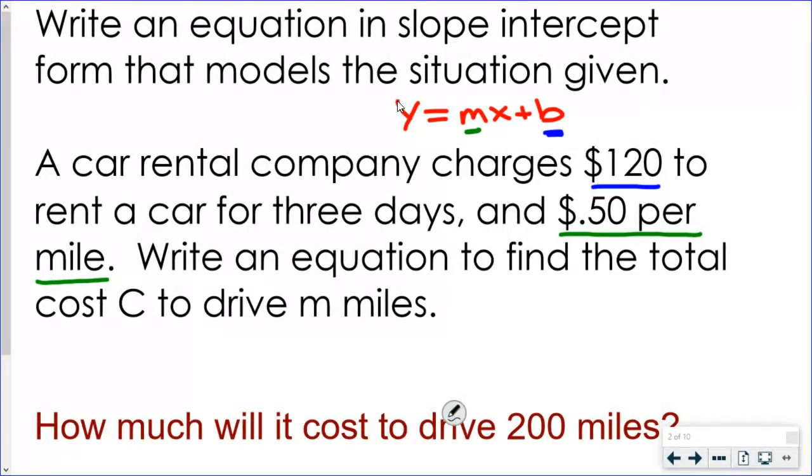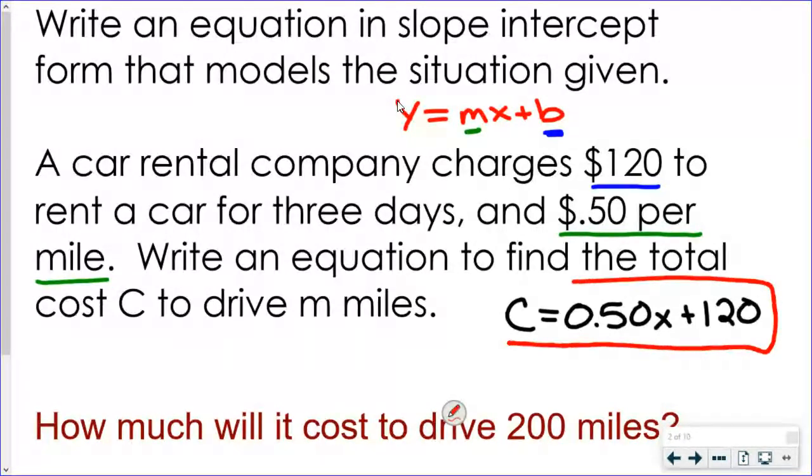Now, because it says the cost C, my equation is going to be C equals, then the one that is the per, 50 cents, remember, and my original starting cost is 120. So the cost equals 50 cents per mile. I could almost put an M here if I want, representing miles, or I can leave it as x, plus 120.